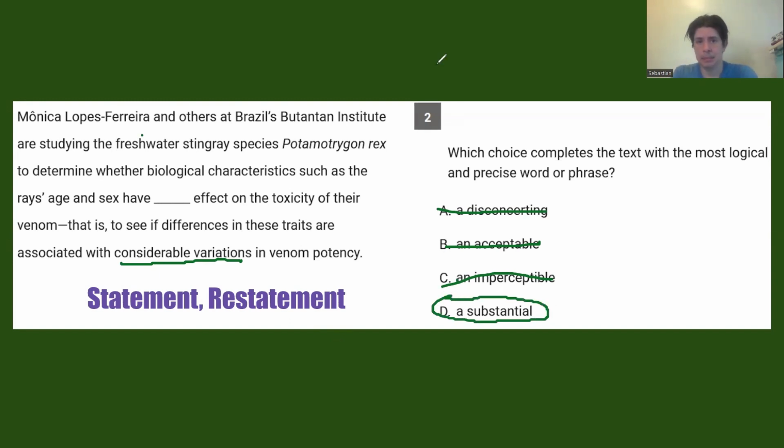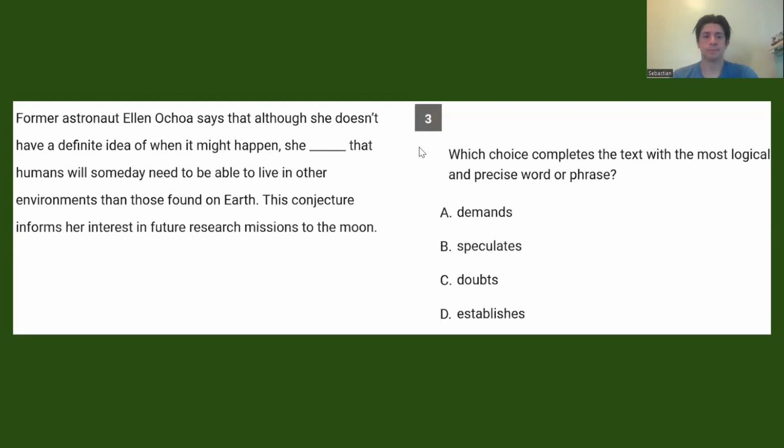Okay. So now we'll go to the next question, number 3. Former astronaut Ellen Ochoa says that although she doesn't have a definite idea of when it might happen, she blank demand that humans will someday need to be able to live in other environments than those found on Earth. This conjecture informs her interest in future research missions to the moon. Okay, so she's interested in going to the moon.